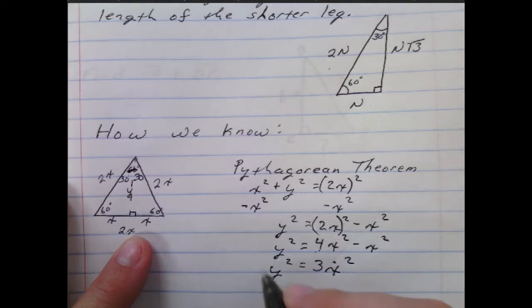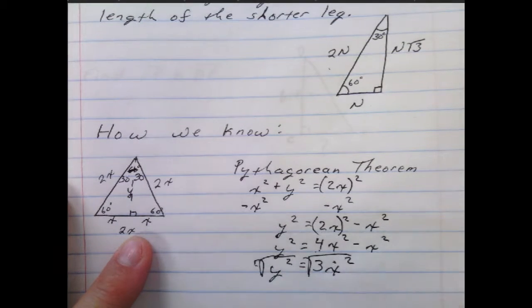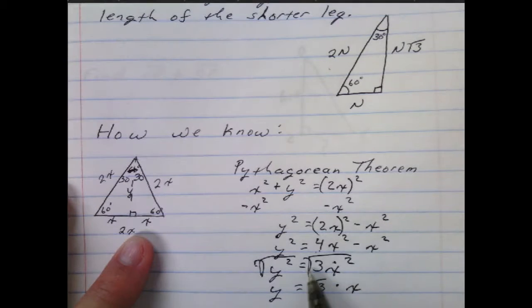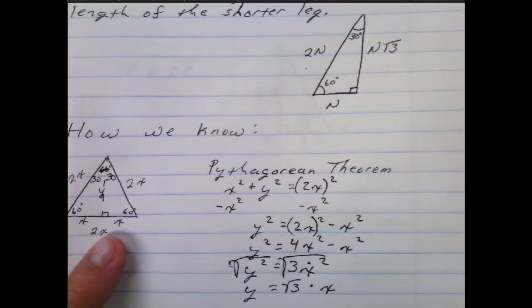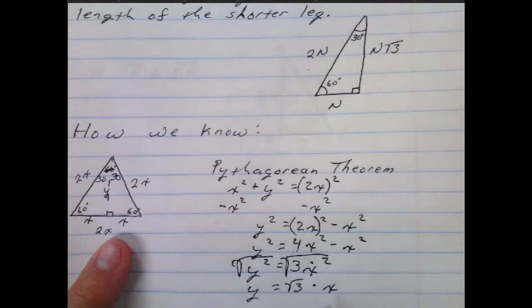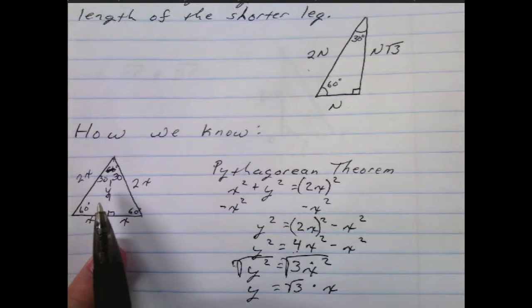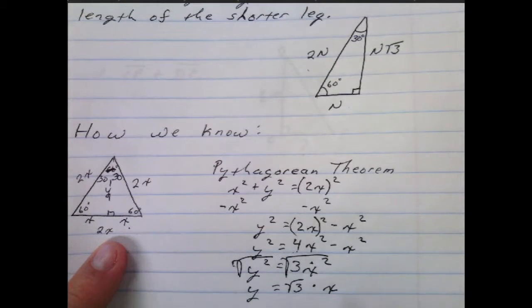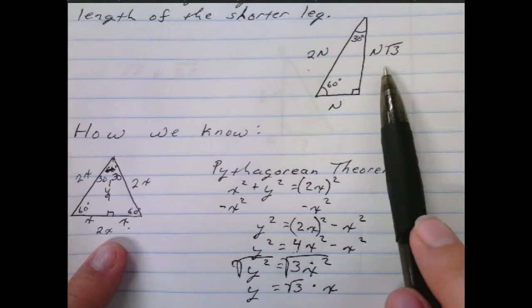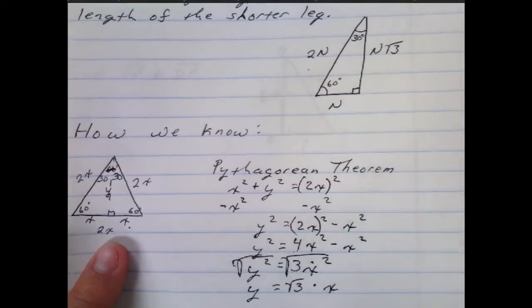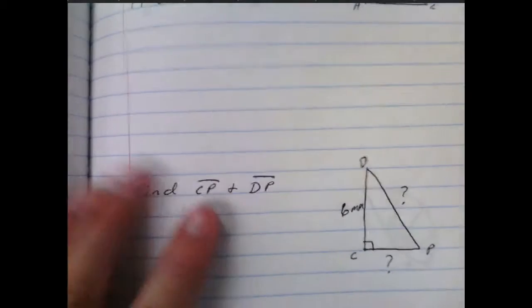And then we're going to take our square root of both sides. So y equals square root of 3 times x, because the square root of x squared would be x. Sorry, let me scoot that over just a bit. So we see that our y is actually the shorter leg, which is x, times the square root of 3, which is what we just set up here. Okay, so let's try some examples now that we've proved that theorem works.